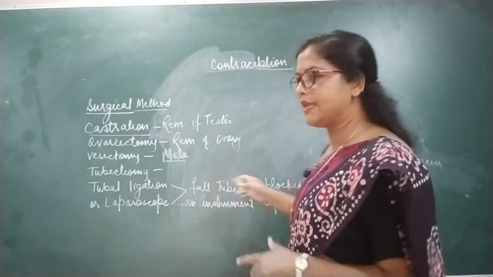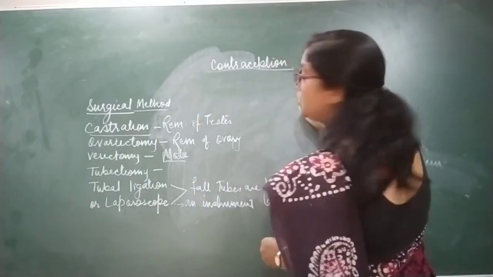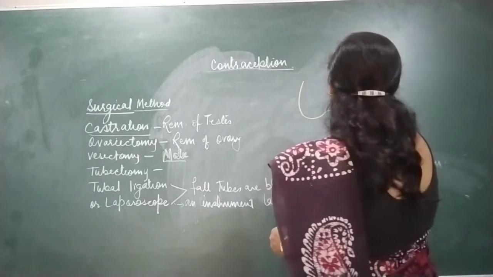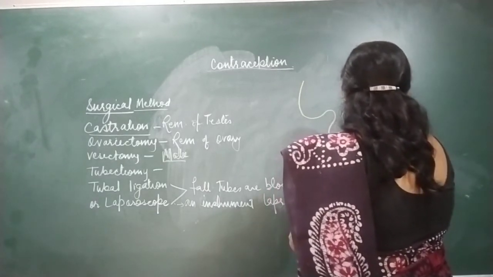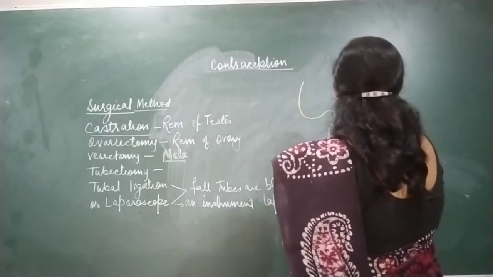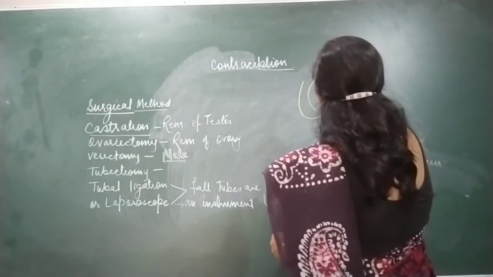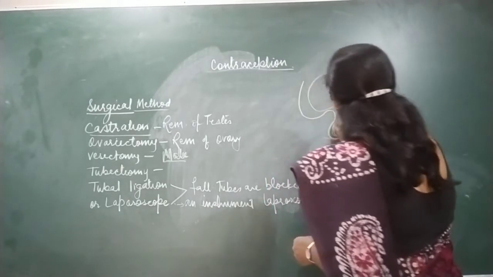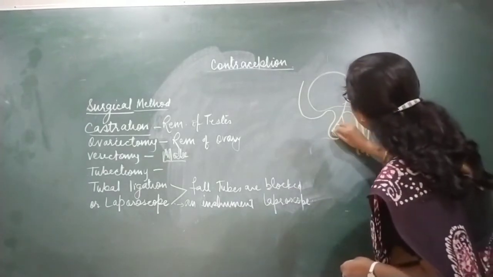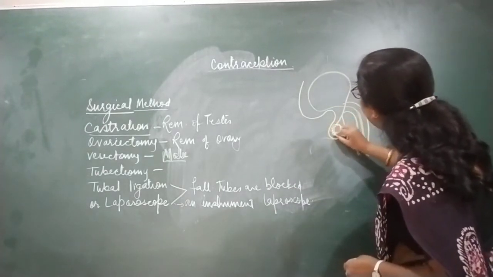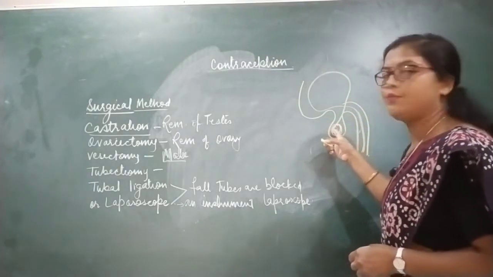What is done in that case? In that case, if you remember, when I was teaching you the male reproductive system, I made you understand. So there is a common passage. If you remember, this is the testis. Over the testis the epididymis is there, in which sperm is formed in the testis and they get mature in the epididymis.